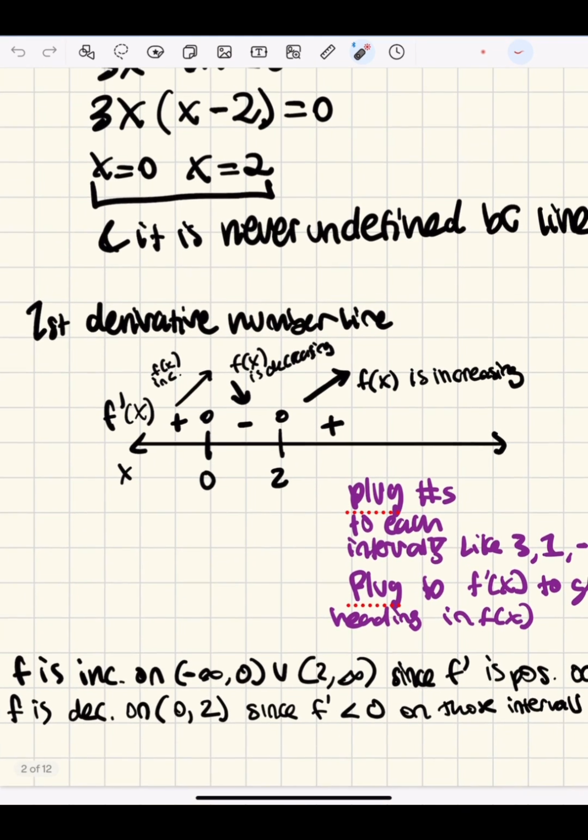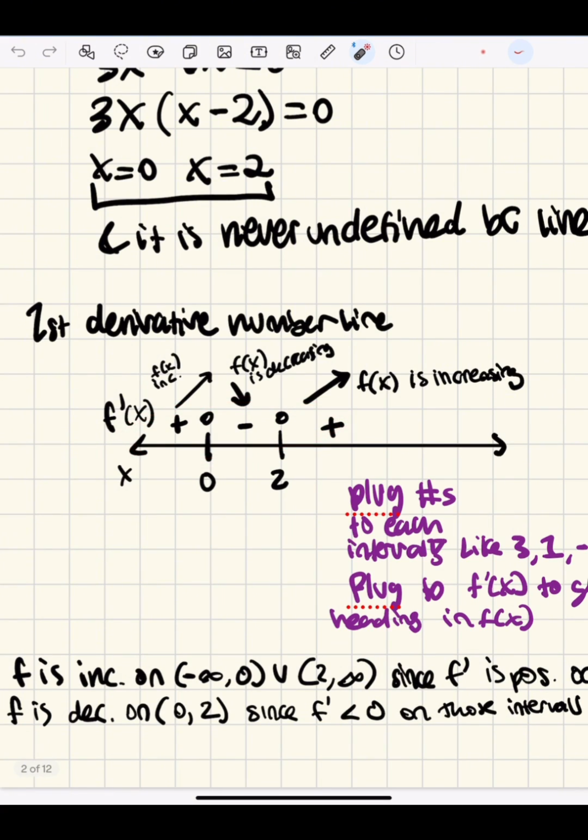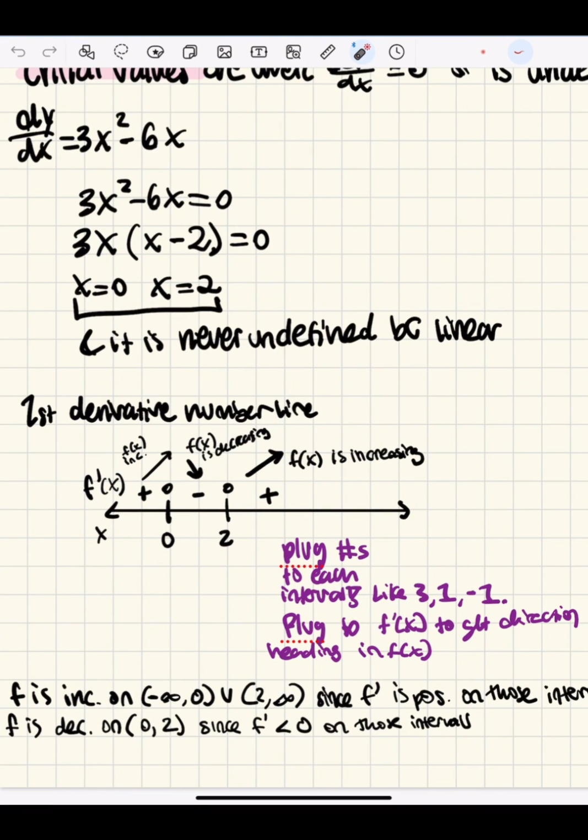So once you've plugged in these things, you can now tell, as I was saying before, this top line, if I were to have labeled it correctly, would be f of x. So here I say f of x is increasing, f of x is decreasing, f of x is increasing, right? So that's just really important information to have.